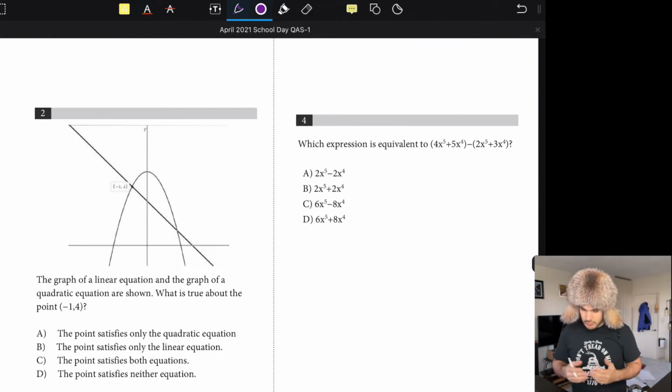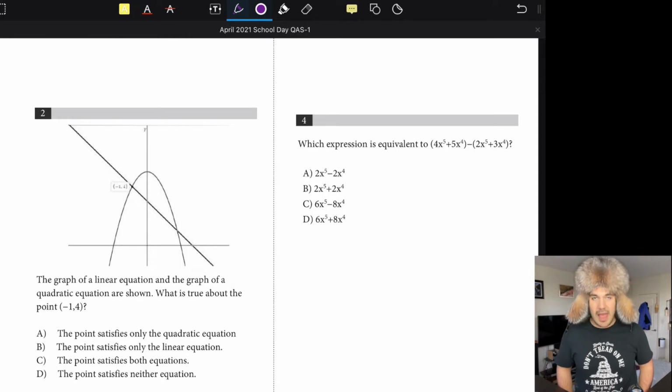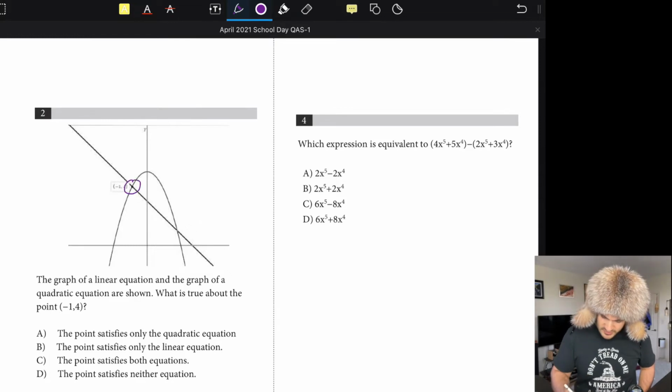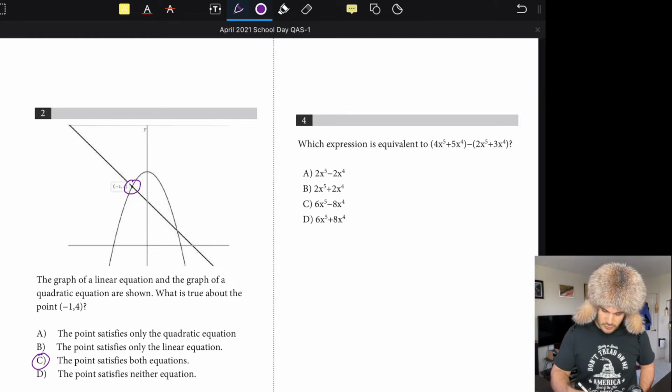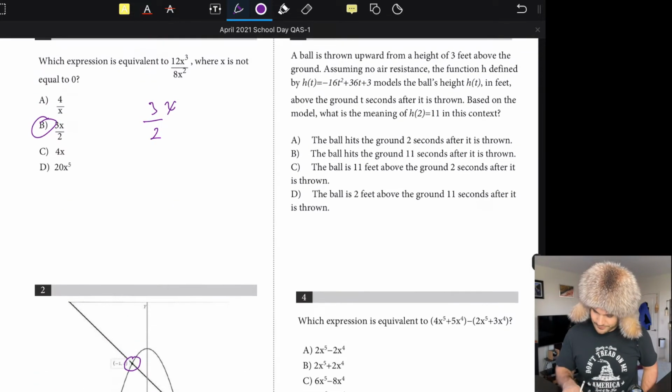Number two, we've got a lovely graph here. The graph of a linear equation and the graph of a quadratic equation are shown. What is true about the point -1 comma 4? So that's this point right here. So this is the point that is the solution to the two equations, which means that it has to satisfy both of the equations. So our answer is going to just be C.